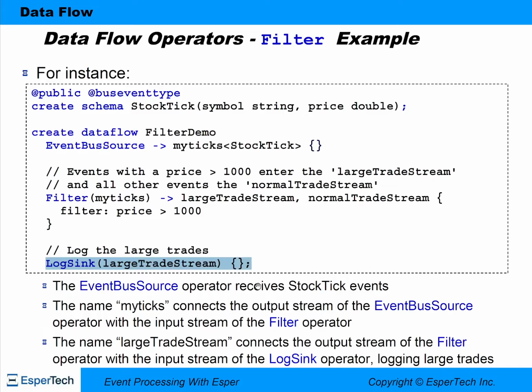The event bus source operator receives stock tick events. The name mytics connects the output stream of the event bus source operator with the input stream of the filter operator. The name large trade stream connects the output stream of the filter operator with the input stream of the log sync operator, logging large trades.